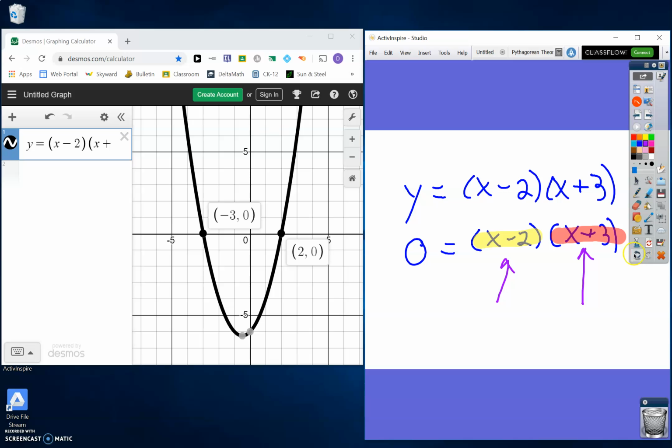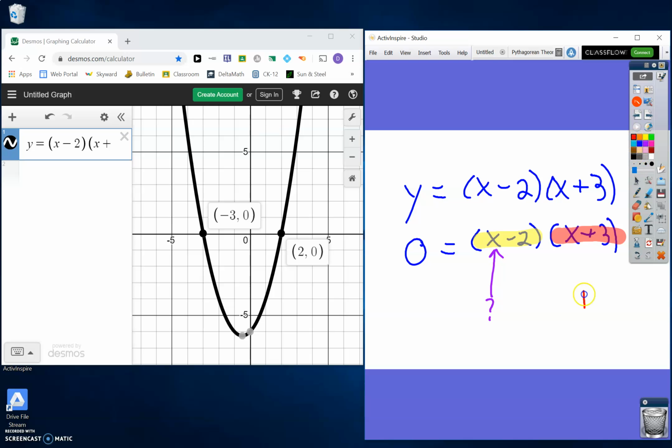So here's my question. If the yellow part is 0, what does x have to be? Let me back up here. What does that have to be so that I get 0? Well, it's going to have to be a 2, because 2 minus 2 is 0. And we just proved that over here already, that if you put in 2, you get 0 out of the function.